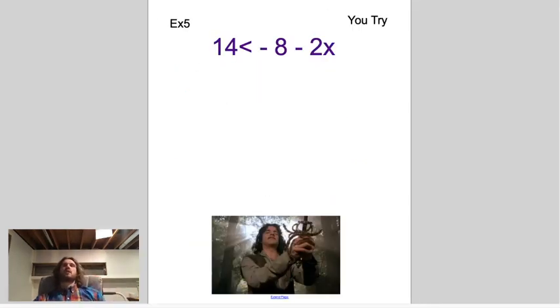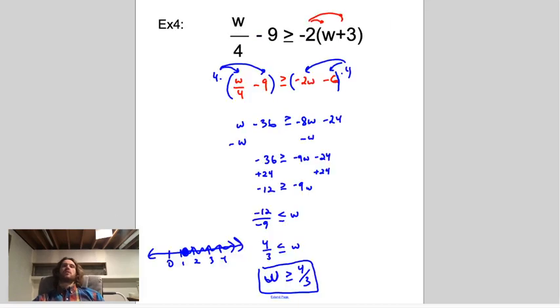All right, you guys can try that one, and then I'm going to solve it real fast. Try it on your own. Let's get the constants together. Plus 8, plus 8. 22 is less than negative 2x. Divide both sides by negative 2. Did we switch the sign? We did. Okay, and then we switched it back.